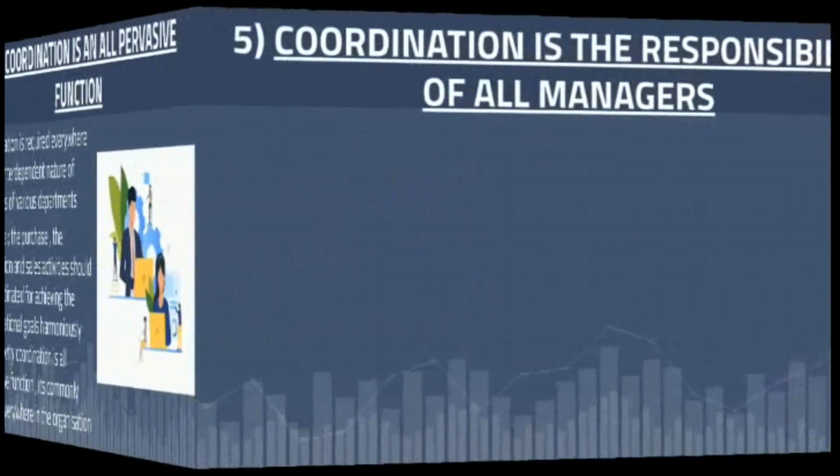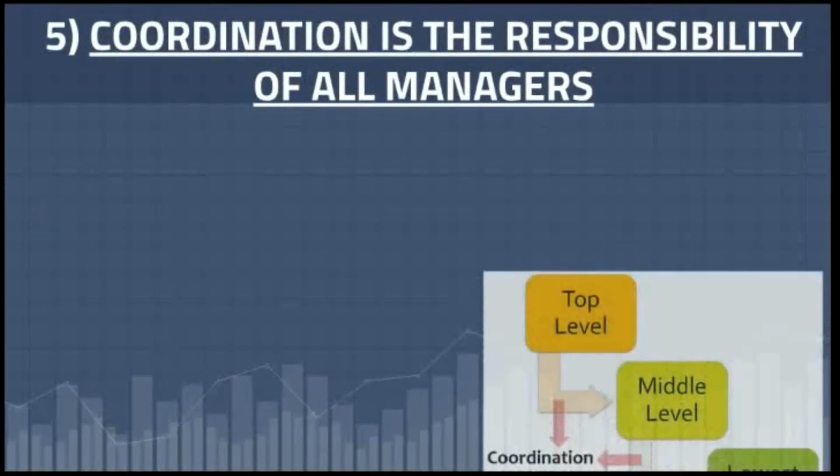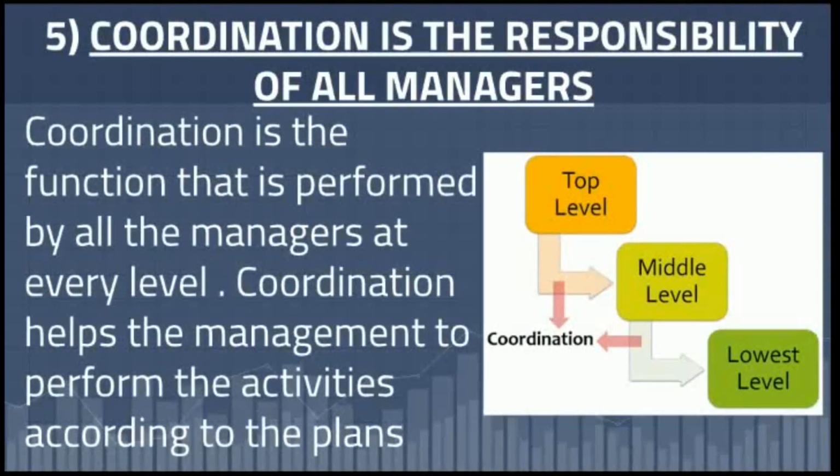The next feature of coordination is that it is the responsibility of all the managers. So we have already studied the very important three levels of management: the top level management, the middle level management, and the operational level management or the lower level management. So here coordination is the responsibility of all the managers at every level. Coordination should be done by the top level. The top level managers should coordinate with the middle level. Middle level managers should coordinate with the top level as well as the lower level managers, and the lower level managers should coordinate with the middle level as well as the workers, to get the work done according to the plans and achieve the organizational objectives. So it is the responsibility of all the managers at every level.